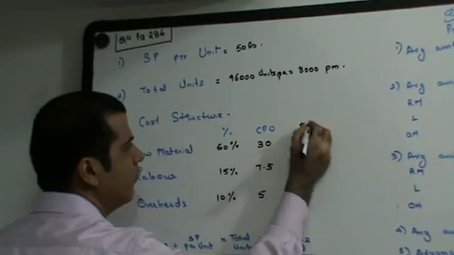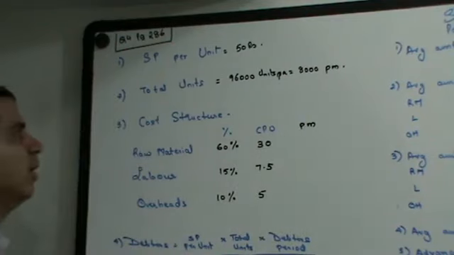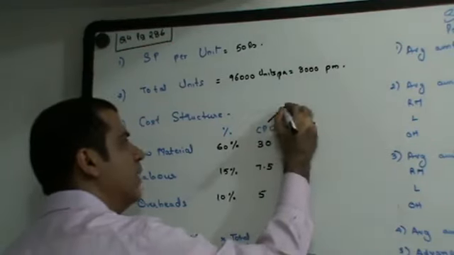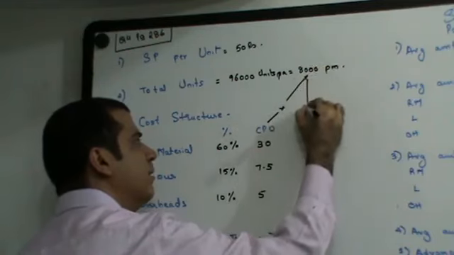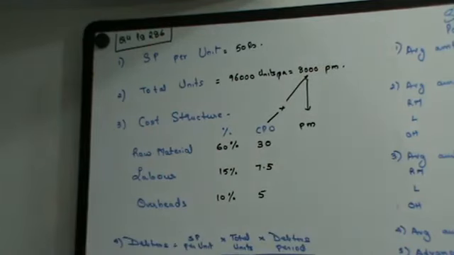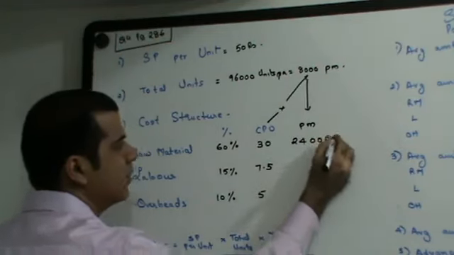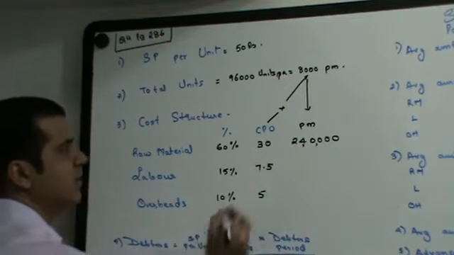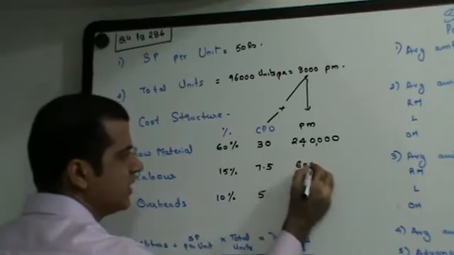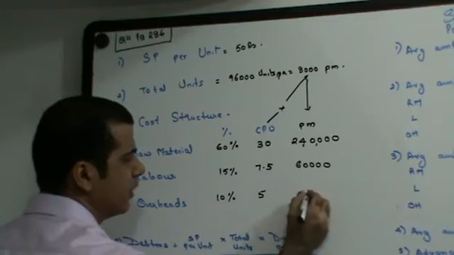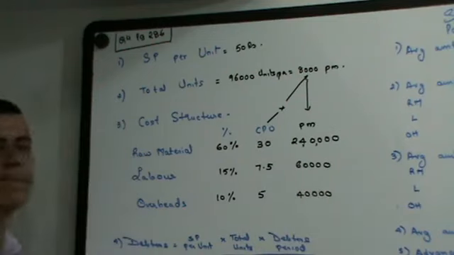Next, you have to find out the per month figure. How do you get the per month figure? Multiply the CPU with the per month units. 8 3s are 24, 4 zeros, so 2,40,000. 7.5 into 8,000 is 60,000. 8 5s are 40, 40,000. Fine, do we get this thing clear?